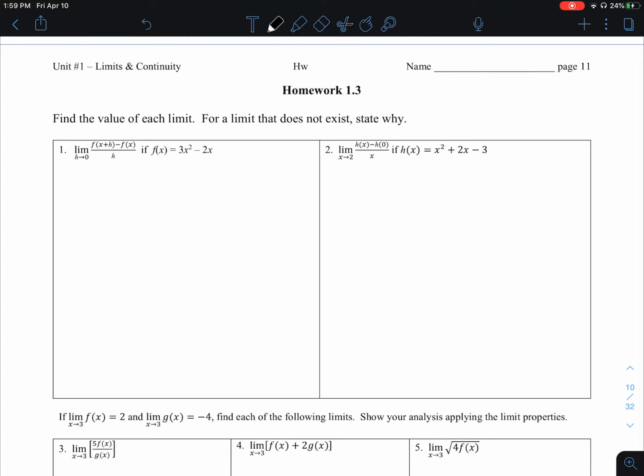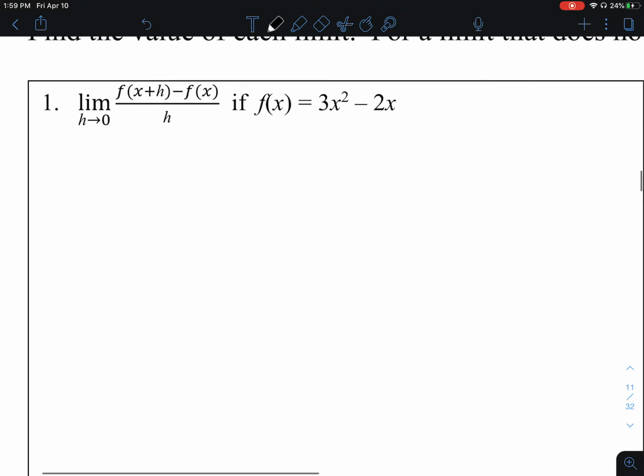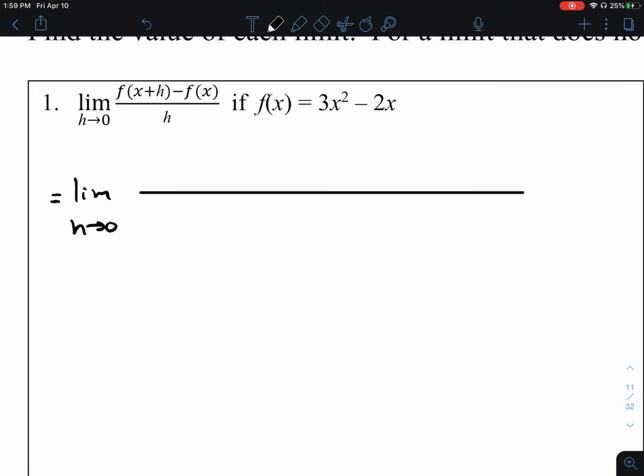AP Calculus AB, looking at homework 1.3, find the value of each limit. If the limit does not exist, state why. So for this problem, we are supposed to take this limit as h approaches 0. We're supposed to take the function f of x here at the beginning and replace every x value with an x plus h. That's going to be 3 times the sum of x and h squared minus 2 times the sum of x and h.